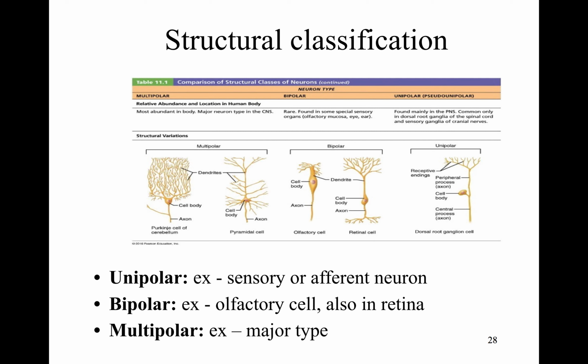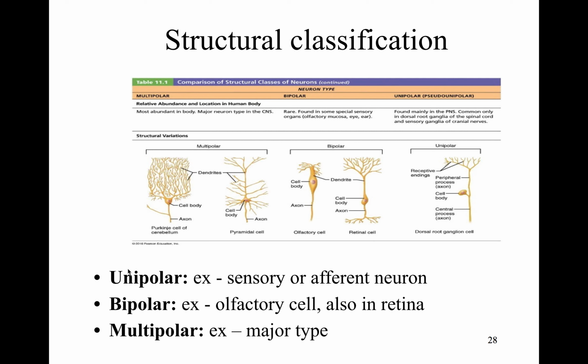We can classify neurons based on their structure or based on their function. So in the structural classification of neurons, we're going to classify neurons based on the number of cellular processes they have. So how many dendrites and axons do they have?